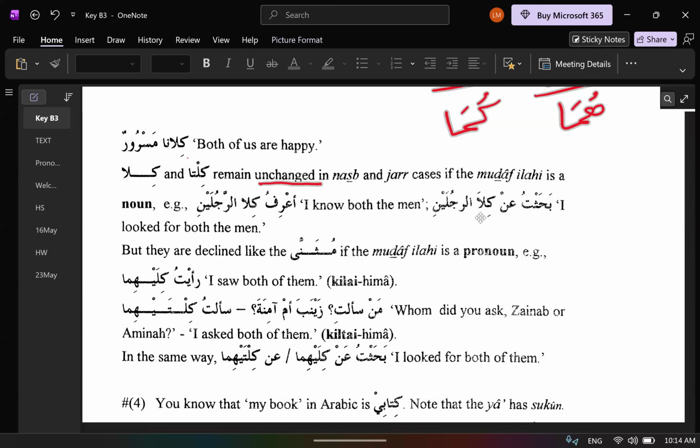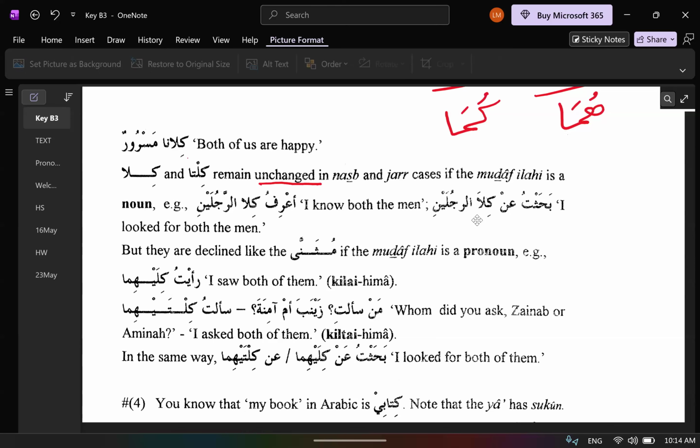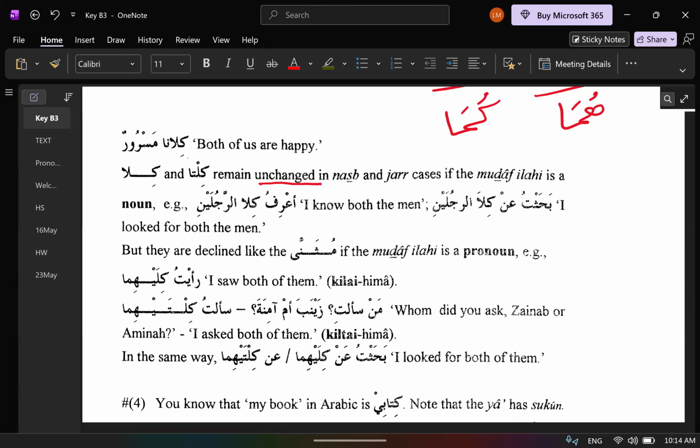So over here, you see, we did not change it to kilay, even though an is there. Arifu, this is mafulun bihi, supposed to be mansub, so we did not say kilay. Why? Because the mudaf ilayhi is a noun. This is a noun and this is a noun. If it was a pronoun, then we would say arifu kilayhima. I would not say arifu kilahuma. I would say kilayhima.